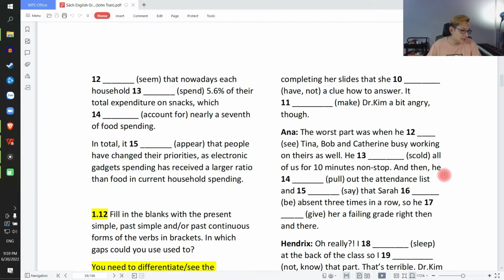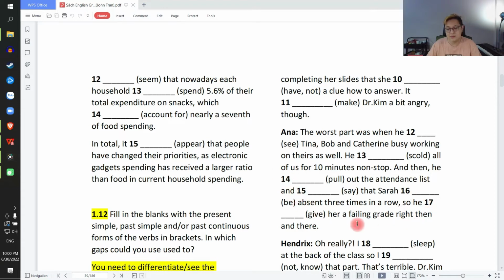14. And then he pulled out the attendance list. Another single completed action. And said that Sarah was absent 3 times in a row, so he gave her a failing grade right then and there. So 14, 15, 16, and 17 are all single completed actions. So that's why they are all in past simple.